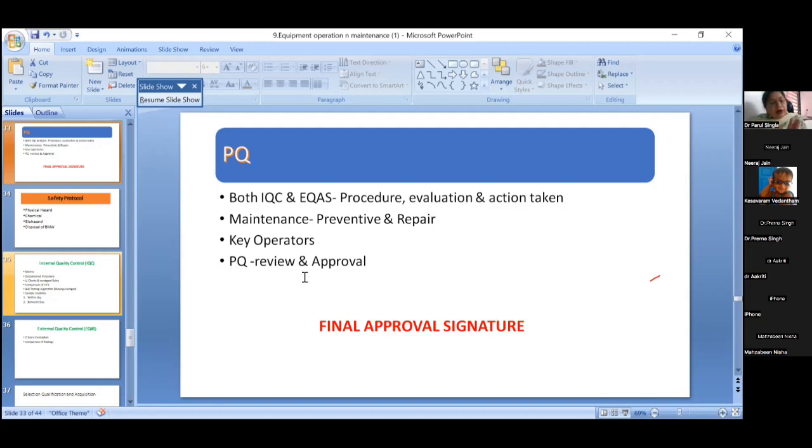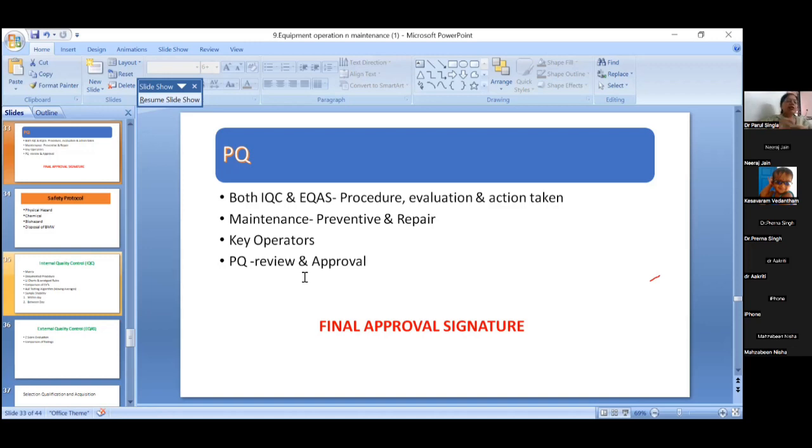and daily your trained staff will do the maintenance so that they will come to know what problems arise during maintenance, or that person needs initial supervision by the company person for maintaining that equipment. So they will do the maintenance, and you decide who will be the key operators. All this will be recorded, the raw data will be maintained, and finally you will review whether it is meeting your acceptable criteria, which you will mention in the procedure, and you will approve it. So the final approval signature is yours.